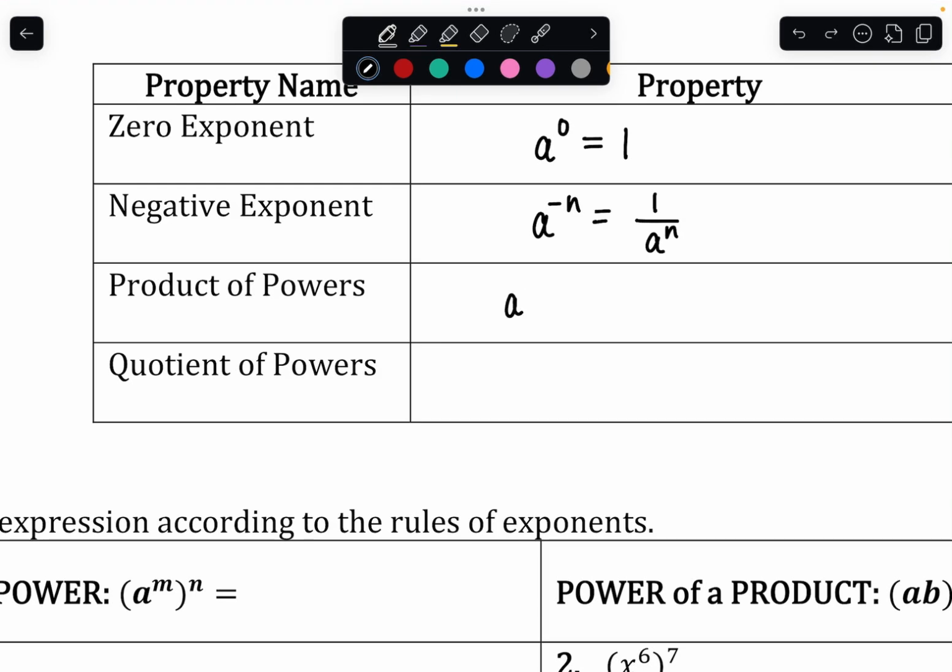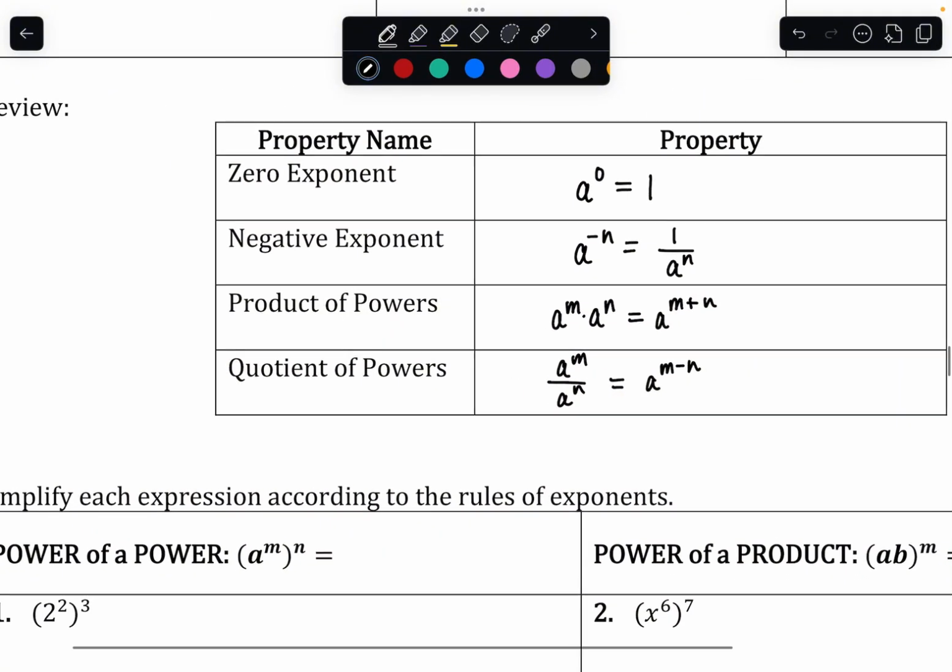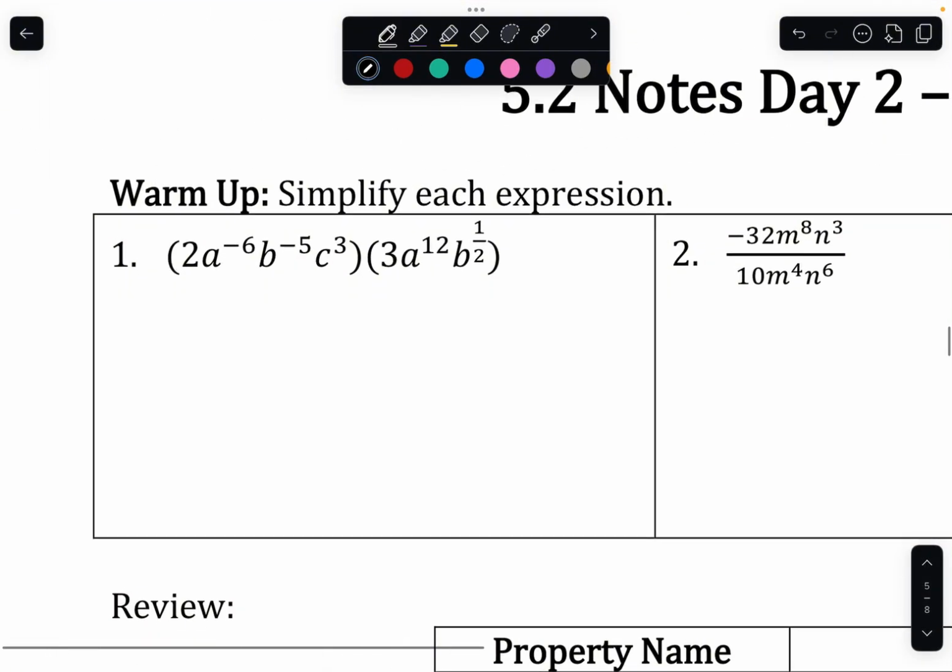Product of powers means you're multiplying 2 powers with the same base, and then you would add the exponents. A quotient means you are dividing 2 powers with the same base, and here you would be subtracting the bottom from the top. Okay, and so let's do some examples.